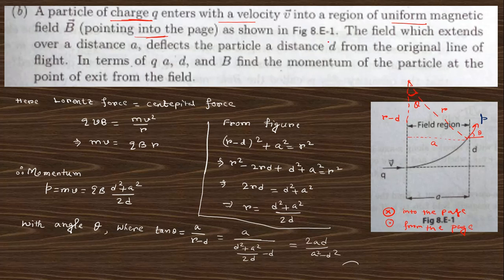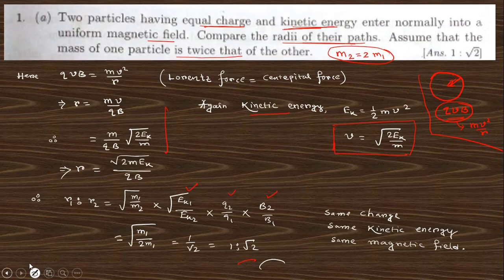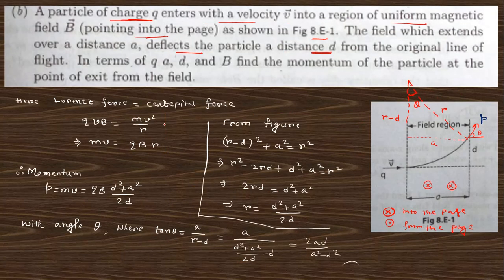As in this figure, the field extends over a distance a, so in this region the field exists, before that and after that there is no field. The field which extends over a distance a deflects the particle by a distance d. When this particle enters, the velocity and the magnetic field are perpendicular, so there exists a force. This force we already discussed, it is qvB, and this supplies the mv squared by r.